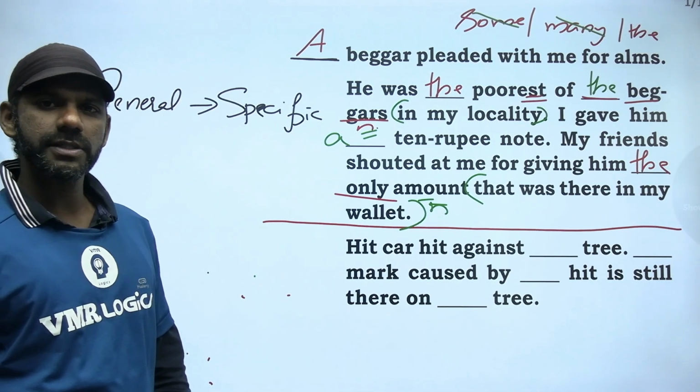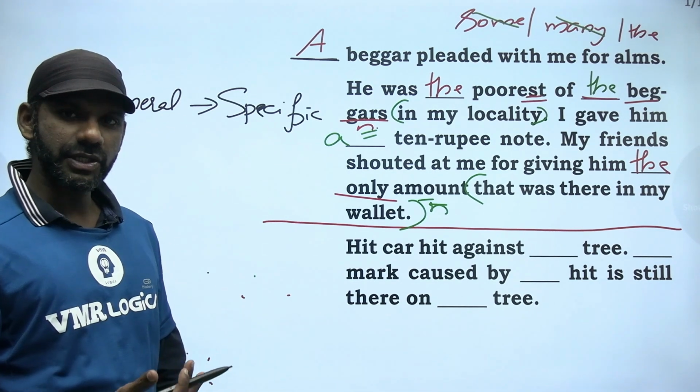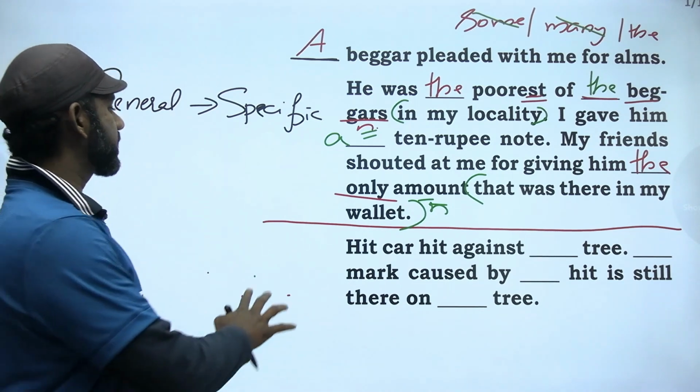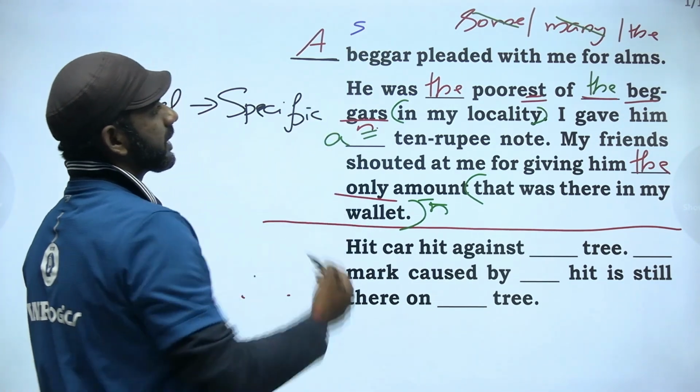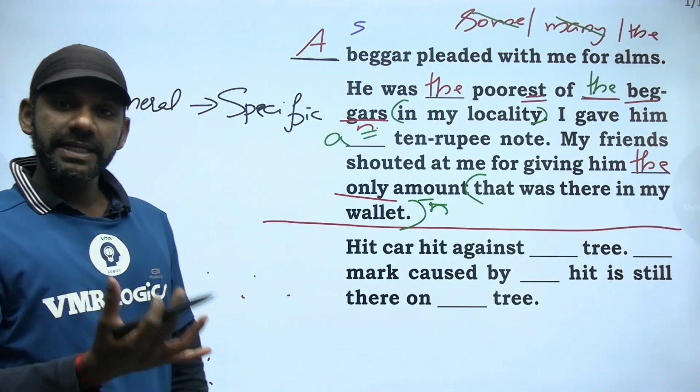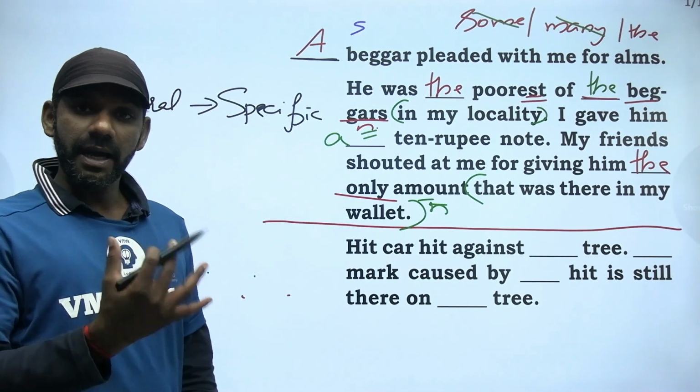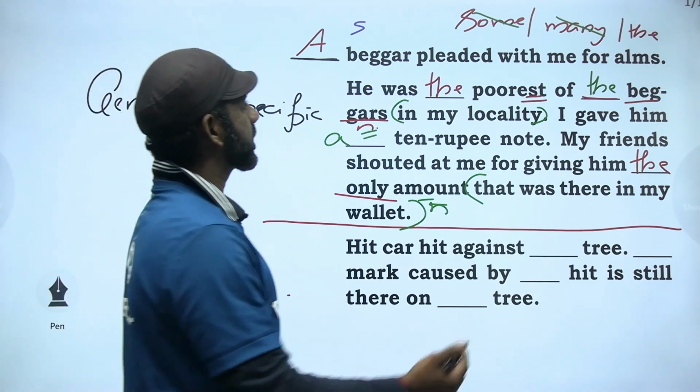Now, a beggar pleaded with me for alms. Active voice or passive voice? A beggar did the action. Subject. Subject comes at the beginning in the active voice. A beggar pleaded with me means me. I received the action. Object.